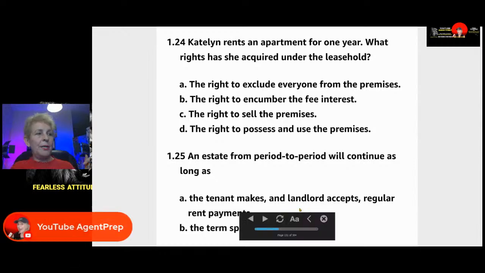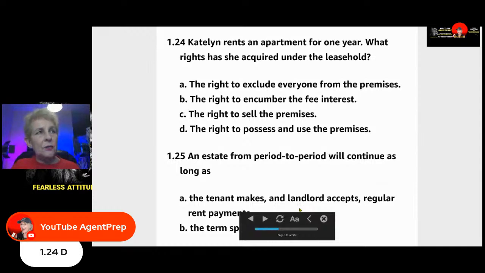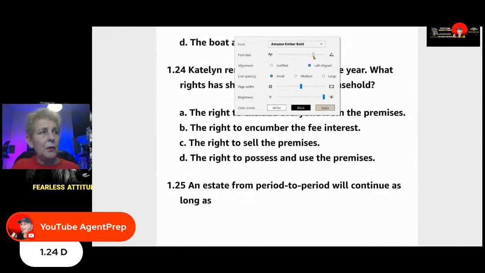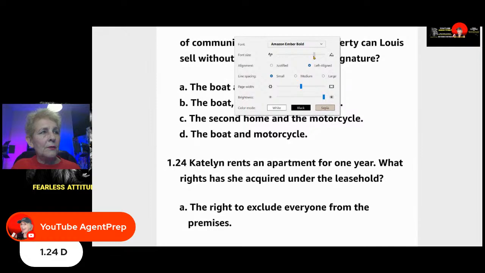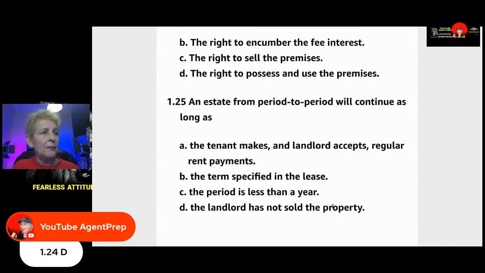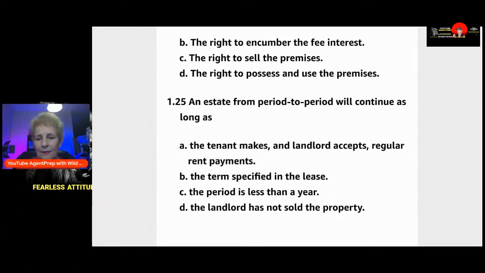All right, number 25. This will be the last national question for the evening, and we'll shift to Texas state questions. Come on, come on. Adjust correctly for me. Let's see here. Yay! All right, number 25.